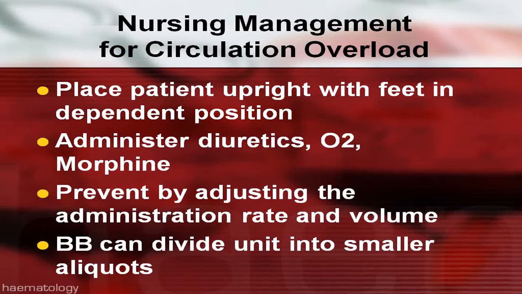The best way to treat circulatory overload is never have it occur in the first place. Recognize if your client is going to be at risk for it and adjust the flow rate appropriately. If you have a client who's going to be at risk, make sure that you have the blood bank divide that blood unit into smaller amounts so you can give it slowly.